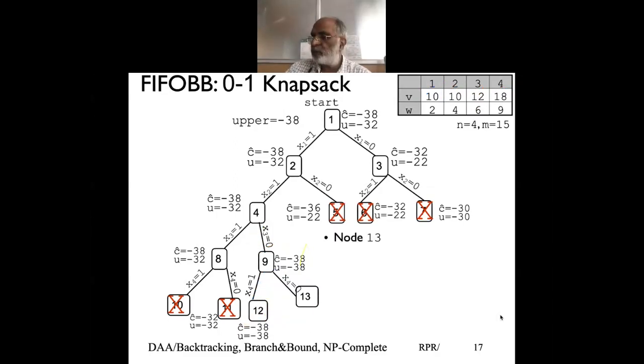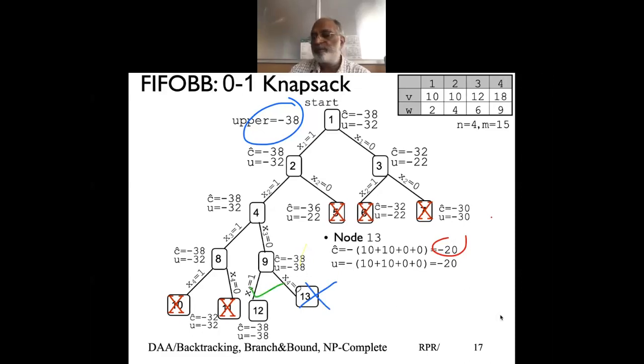the right answer. But node 13 gives me minus 20, and minus 20 meaning it is more than my upper limit. So don't consider this. So that means we kill this node, don't go further, and this happens to be my right node. So that means my solution corresponds to this path.